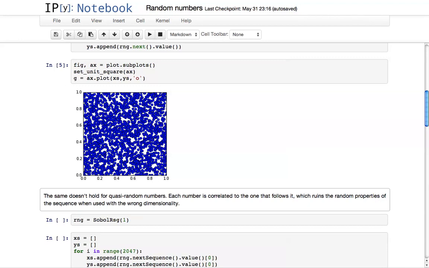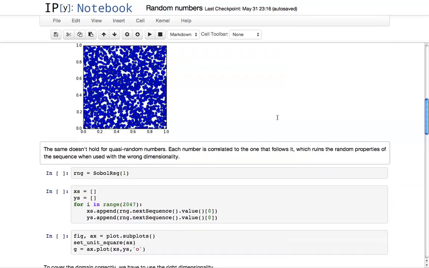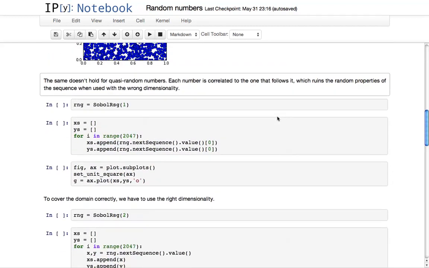This doesn't hold for quasi-random numbers, also known as low discrepancy numbers. Because the algorithms for generating them are all different, and they try to cover the required space, and to do that they place the points at very precise positions. They give them precise values, which means that each of the points in a quasi-random sequence is correlated with the one that follows. This, of course, ruins the random properties if they're used in the wrong dimensionality.